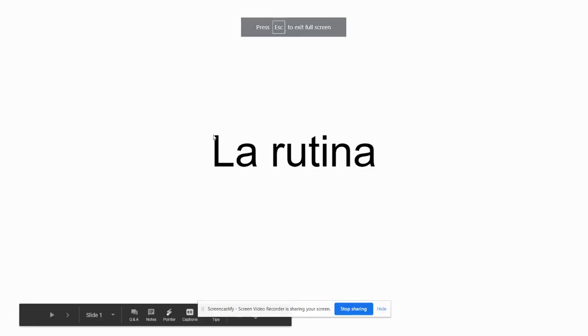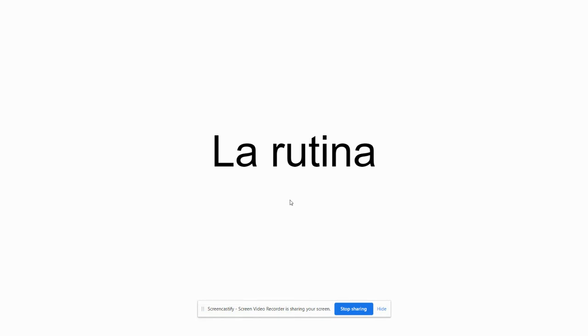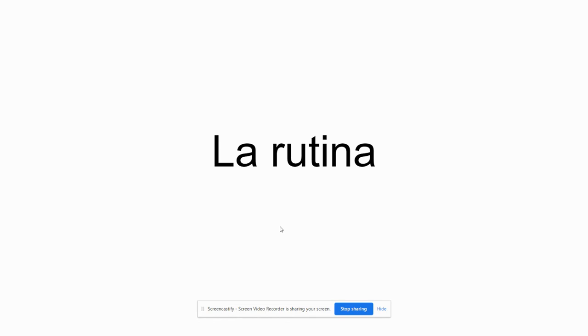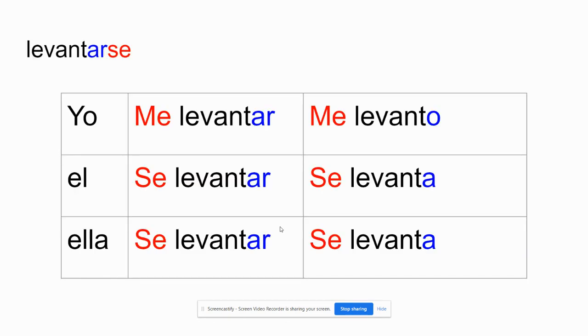All right, so this is just a quick review of conjugating those reflexive verbs. Those are the ones that have se on the end of them, right? And we usually use those to talk about la rutina. And so we're going to look at three examples.